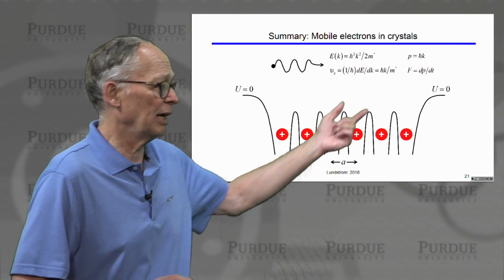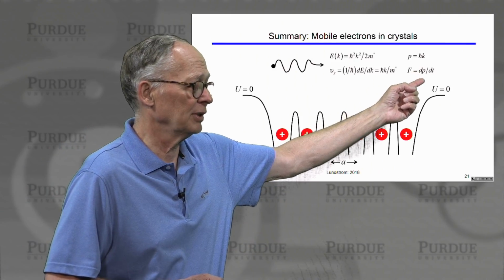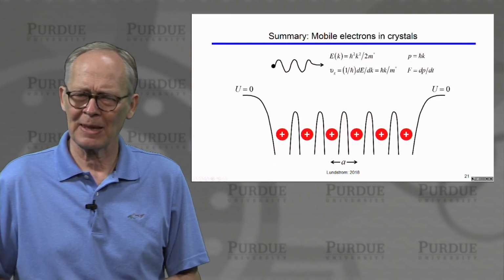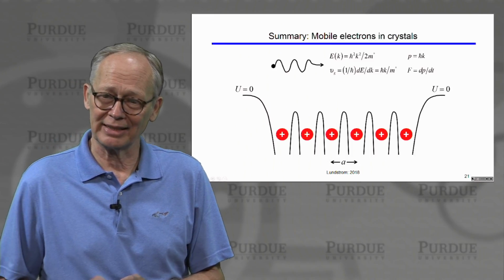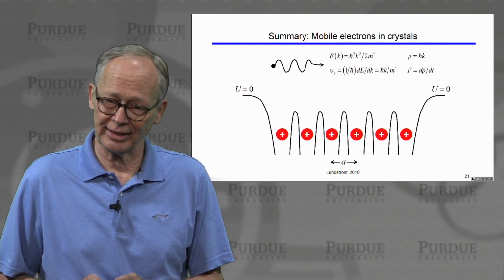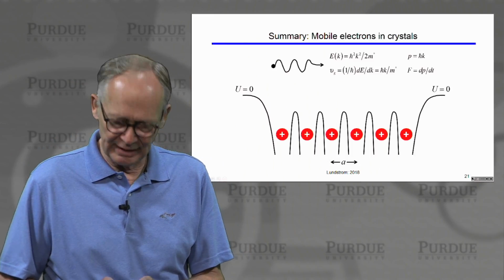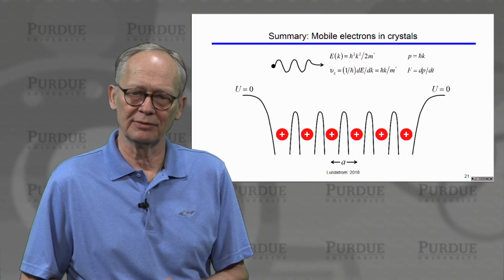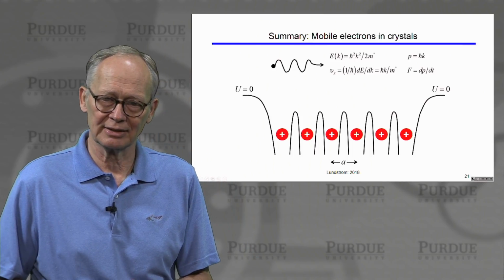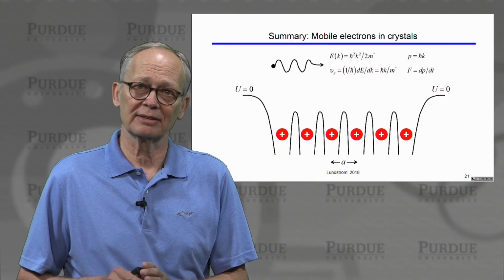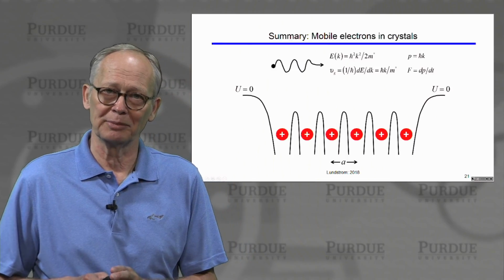We can also describe the force on this particle as the derivative of momentum with respect to time, not the actual momentum, but again, the crystal momentum, h bar k. So this is an extremely simple description of electrons in semiconductors that is remarkably successful and that we will use throughout the remainder of the course.